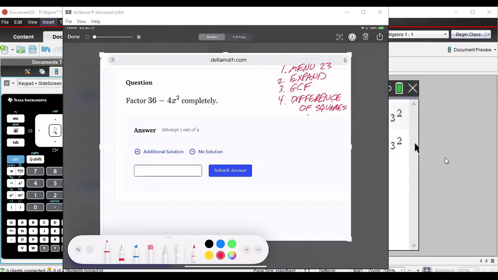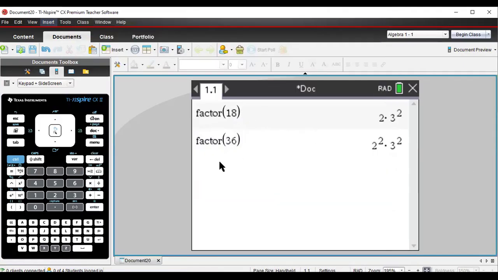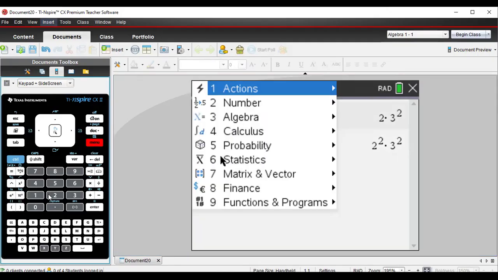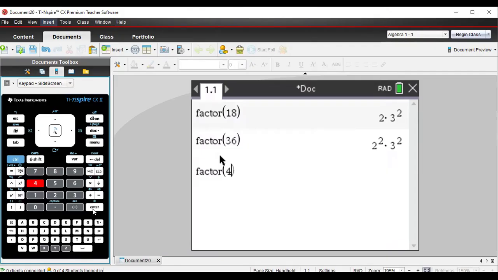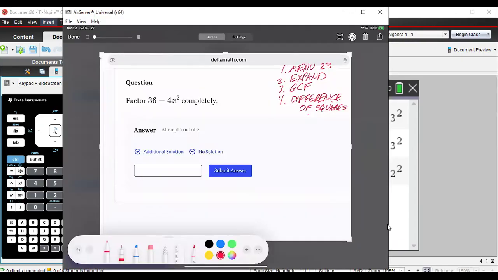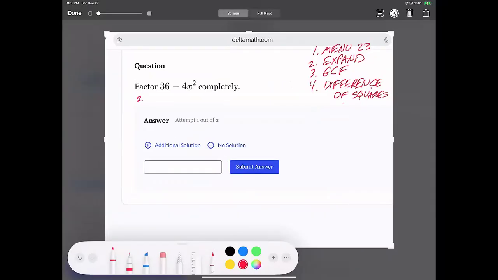Now, I've already entered these. So I've got Menu 23, I did 36, I got 2 squared times 3 squared, so that is a perfect square. And now if I do Menu 23 and I put a 4 in there, you should know that's 2 times 2, which is also a perfect square. So all I'm going to do is go to my iPad and write those, expand it. 2 times 2 times 3 times 3, that's 36. We got a minus, then we got 2 times 2, then we got x times x.